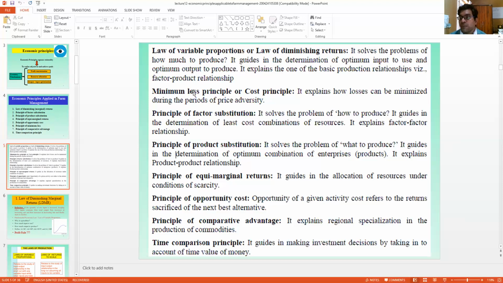Then comes your minimum loss principle. Then your principle of equi-marginal returns. Then you have principle of opportunity cost. Then you have principle of comparative advantage. Then comes your time comparison principle, right? So you can have some keyword for you to remember all these principles. Once you remember all these principles and once you understand the concept, it is easy for you to explain, right?